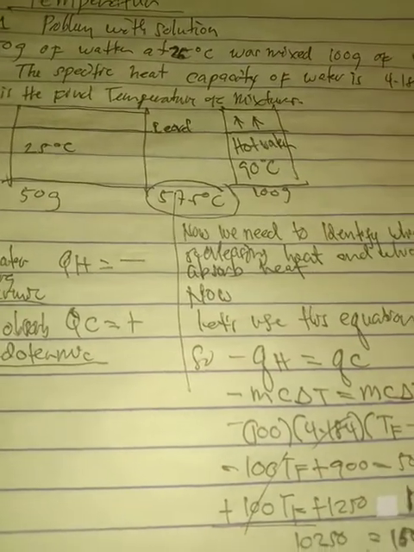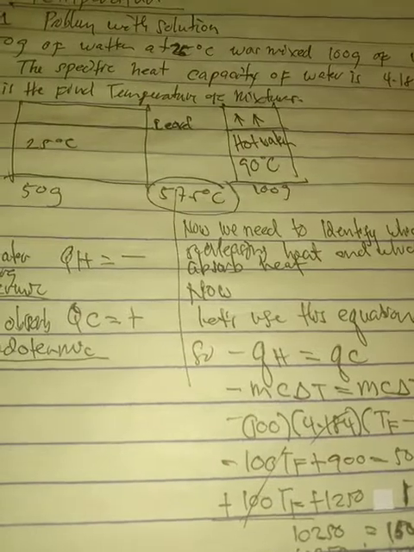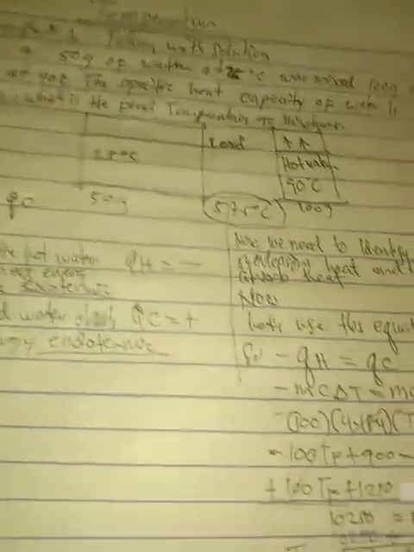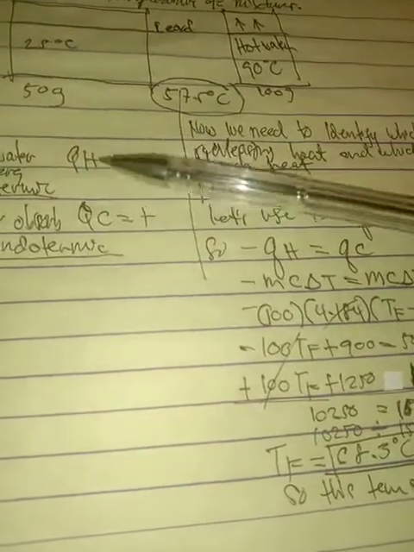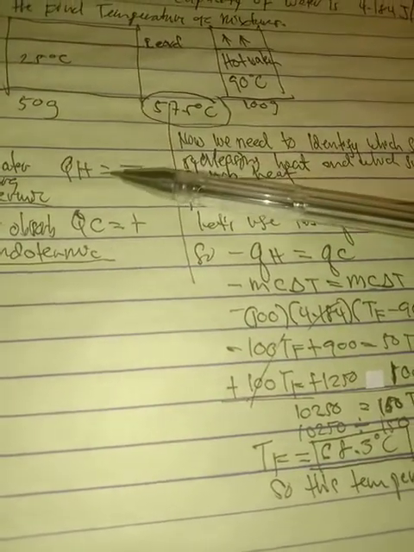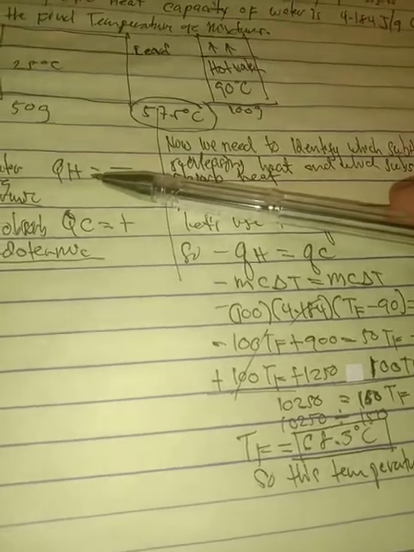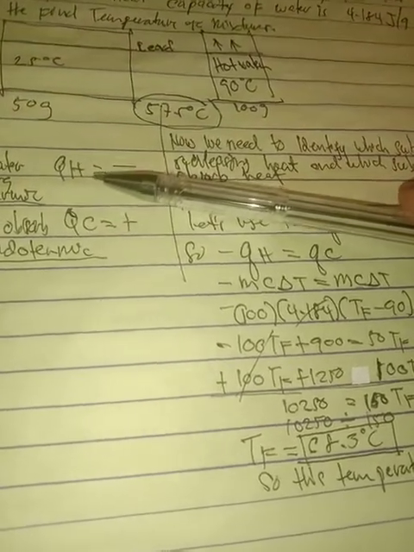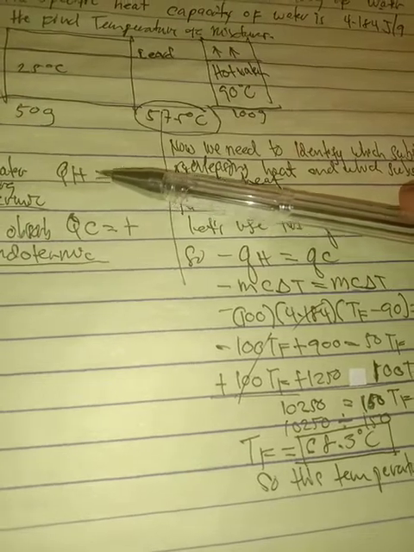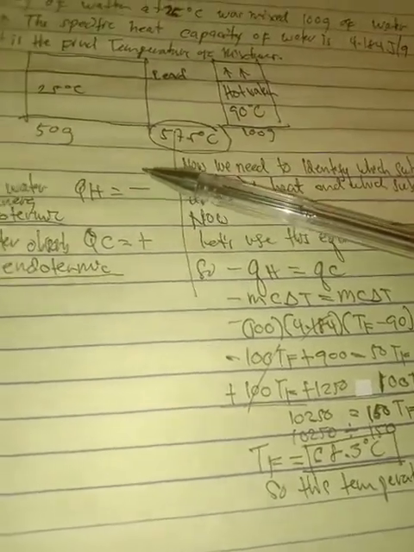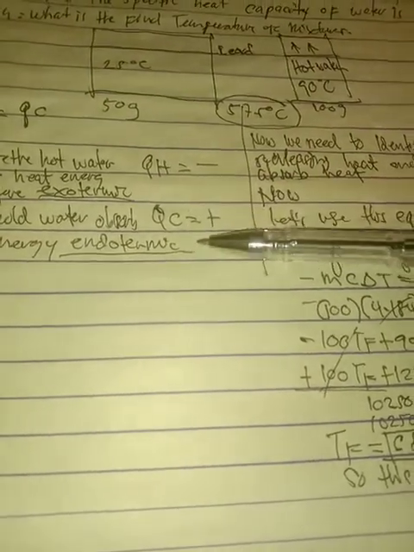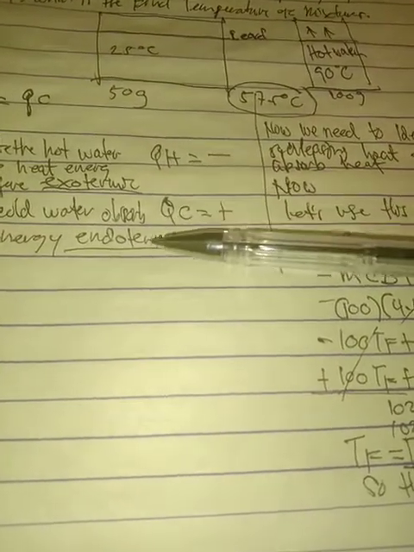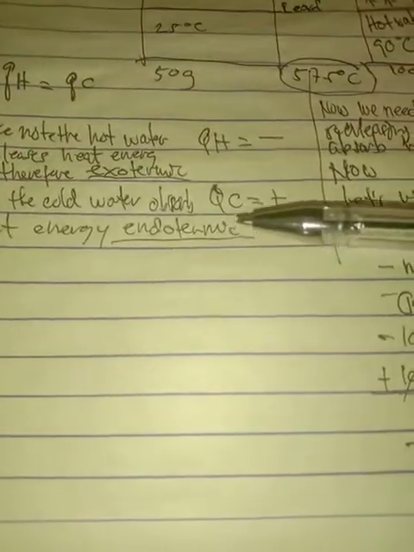So since we pour this, we're going to find the final temperature. So take note that the heat QH releases heat energy, meaning to say it's exothermic, so the sign is negative. And the second is QC. The sign of QC is positive because this absorbs heat energy, meaning to say endothermic.